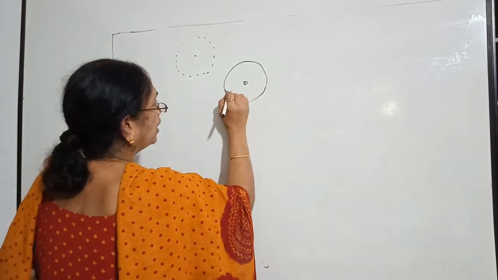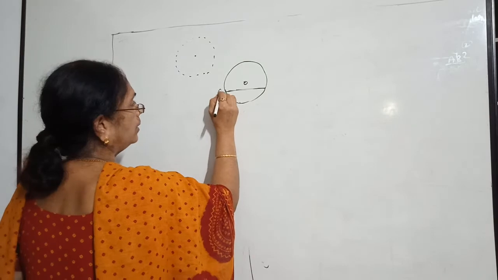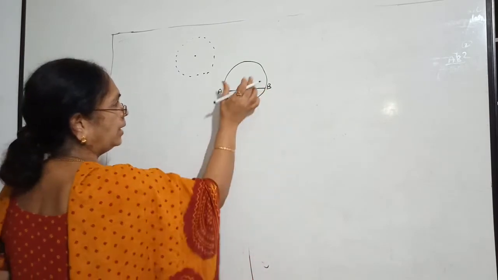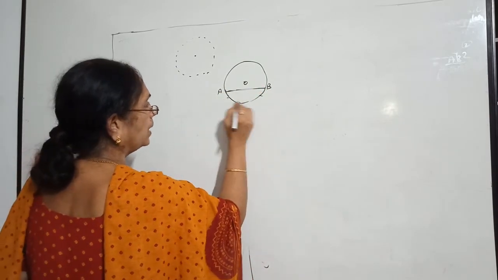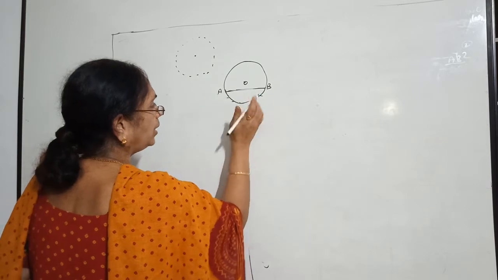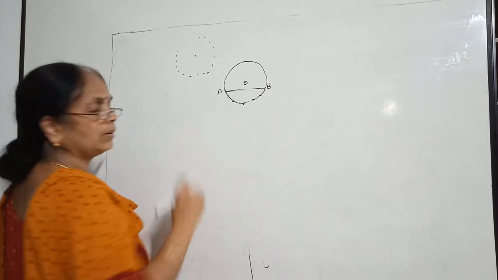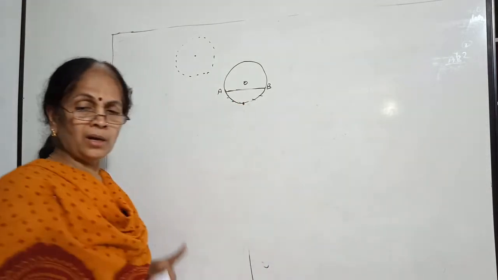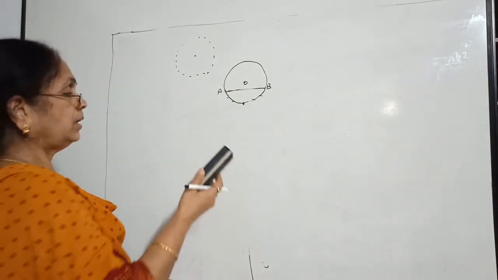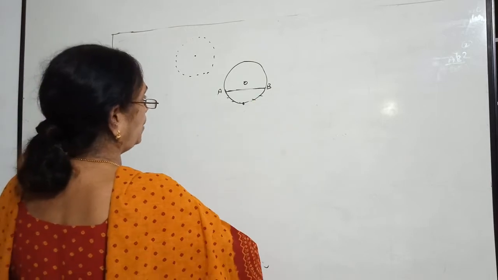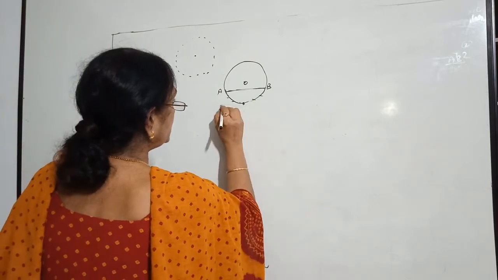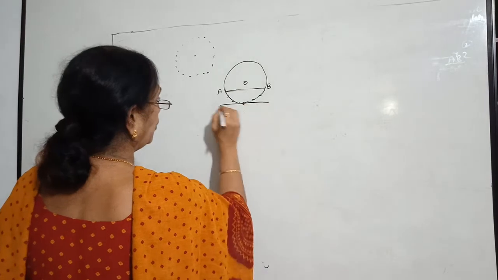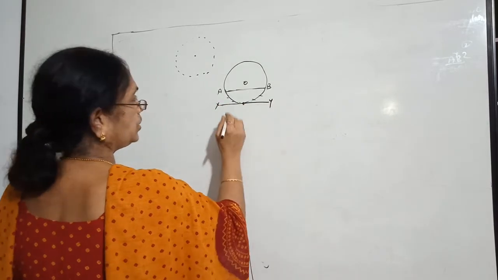Suppose I draw one chord AB. Now the same chord I will bring it down, and there will be one point where A and B will coincide. Through this point, I will draw one line. The line touches the circle only at one point. So this line which is touching the circle at one point, you call it a tangent.